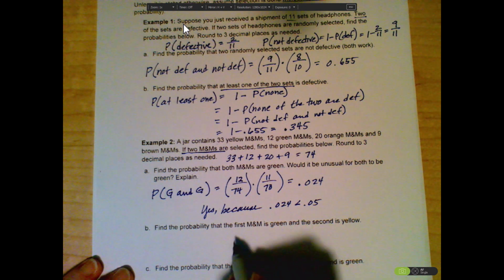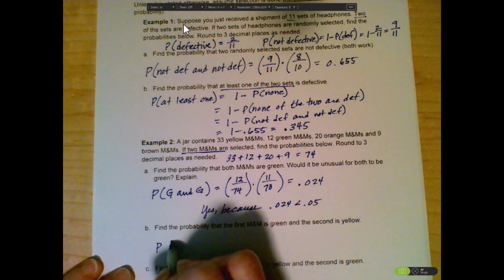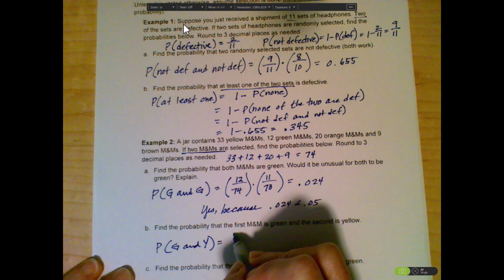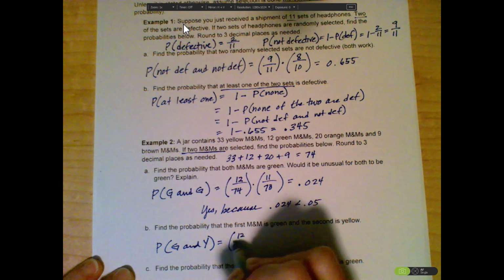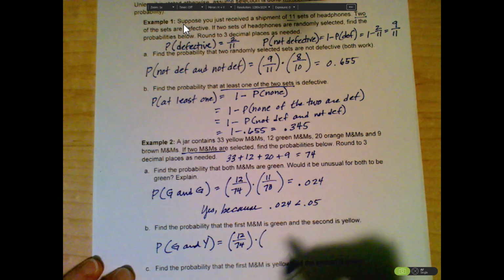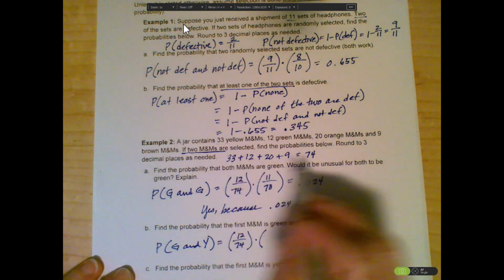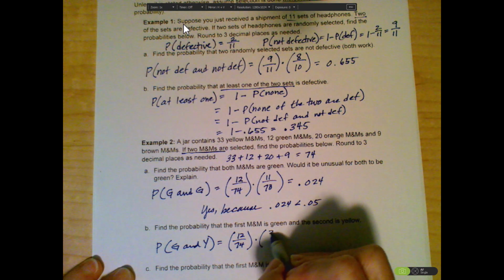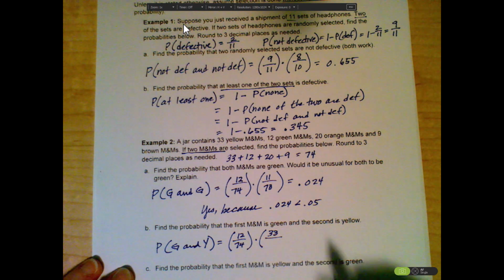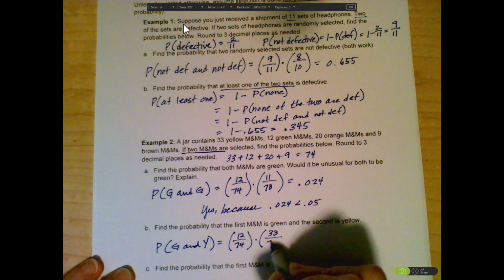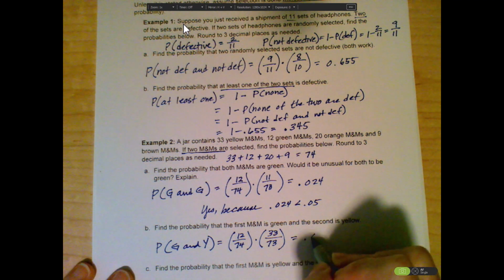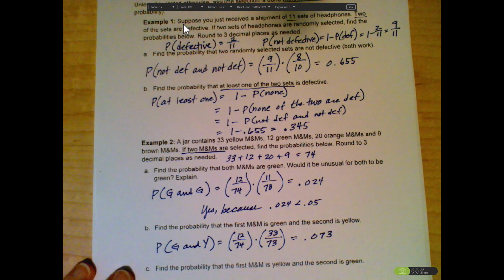Okay, find the probability that the first is green and the second is yellow. Green and yellow. Okay, first one green, we just saw that. That was 12 over 74, right? 12 greens, 74 M&Ms. Now, yellow. Okay, we just pulled the green one out, so there's still 33 yellows in there, right? They have not been removed. We've only taken out a green one. So we still have all the yellows, but we only have 73 M&Ms. So you multiply that, you get 0.073.